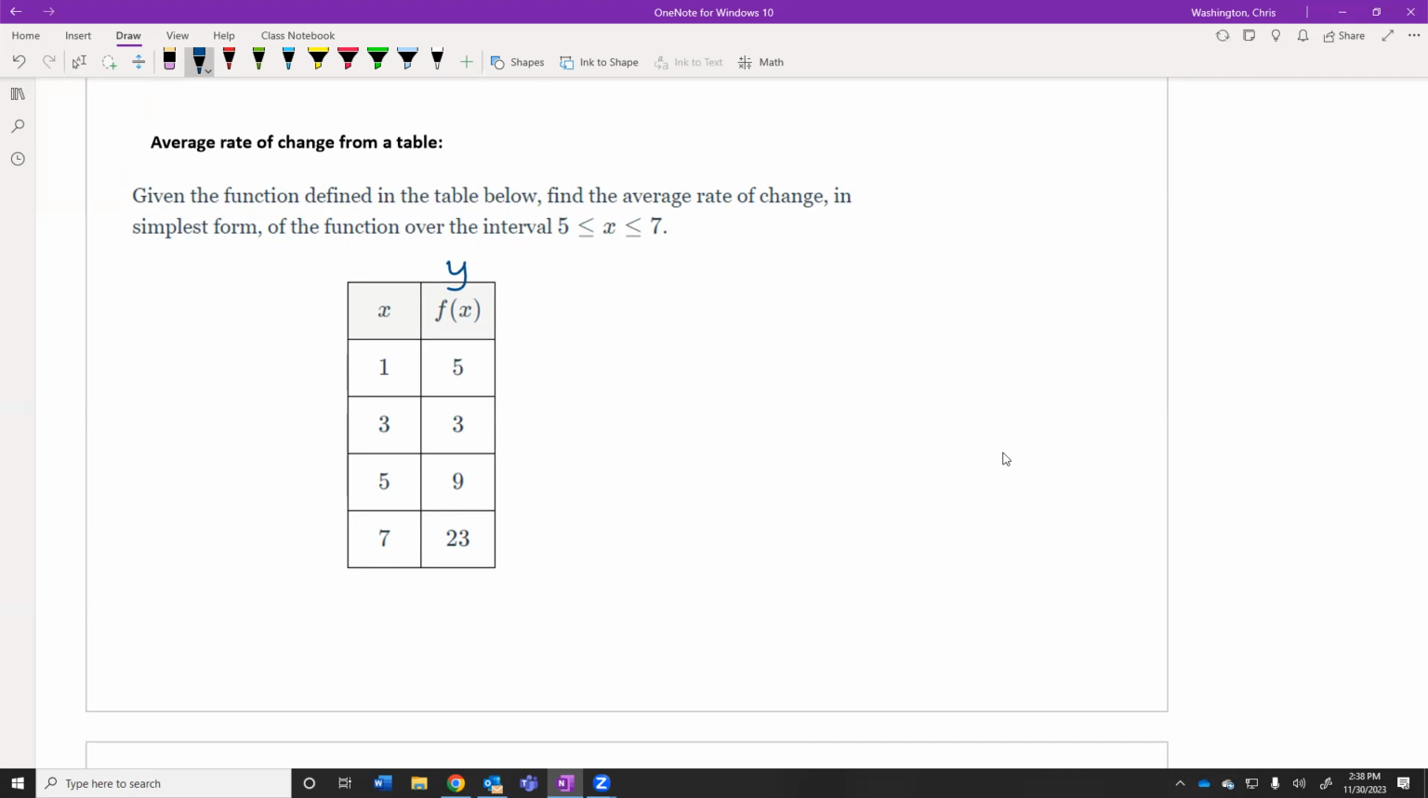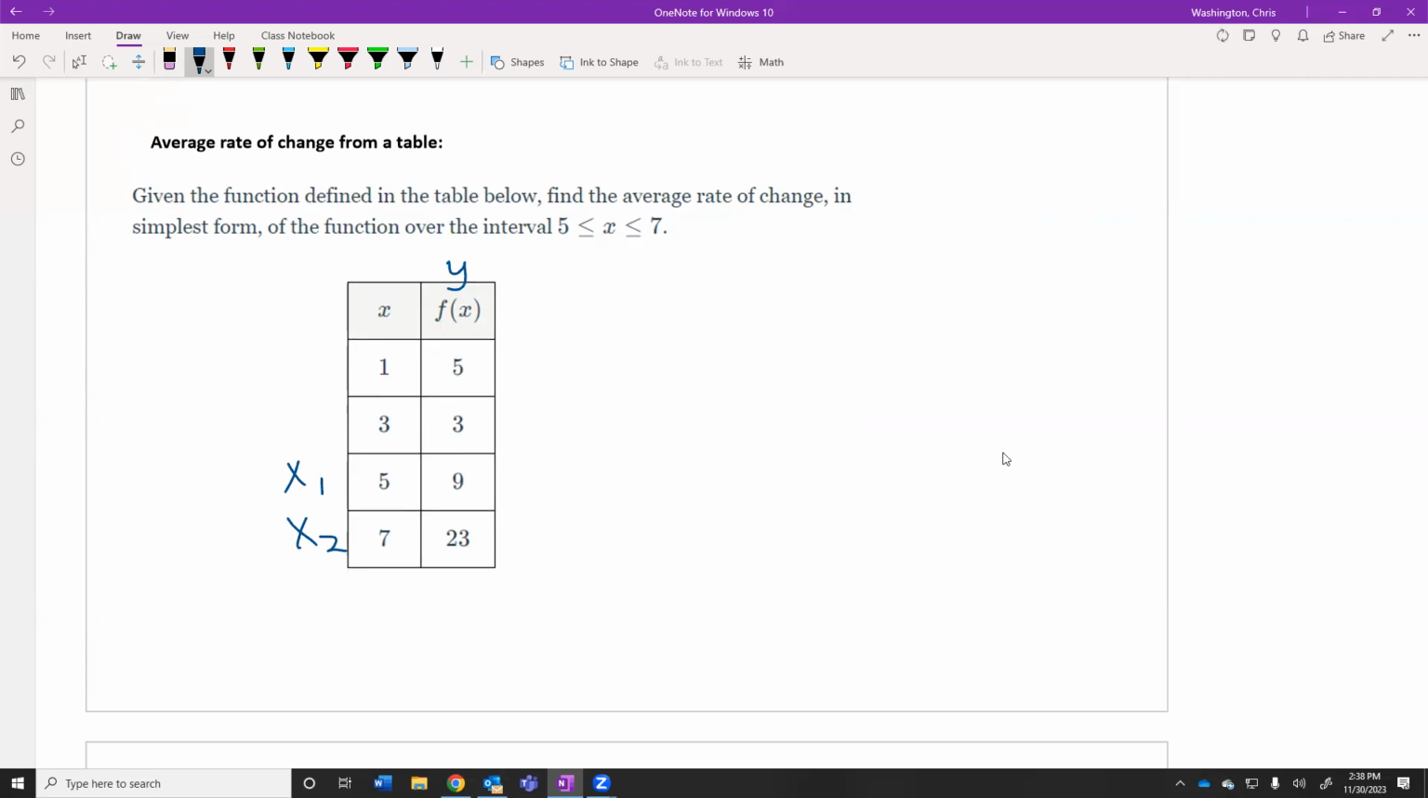Or maybe that's the snow accumulation. Maybe after 5 hours, 9 inches had accumulated. And after 7 hours, 23 inches had accumulated. So on average, how much did it snow between 5 o'clock and 7 o'clock? We can find that. And this one is probably actually a little bit easier than the other one because they give us a table.